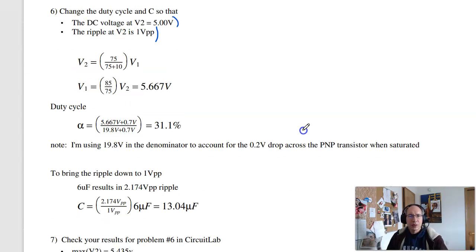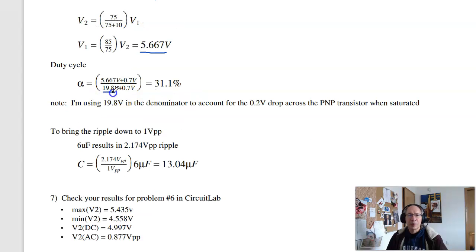So if V2 is 5 volts, I need V1 to be 5.667 volts. For the duty cycle, just to be a little more accurate, I'm going to assume I go from 5.667 volts out. The input is 19.8 volts when turned on. The reason I did that is because you lose about 0.2 volts across the PNP transistor, just to keep my answers a little more accurate. Plus 0.7, that's due to the diode. That gives you the duty cycle. A 31.1% duty cycle should result in 5 volts out, DC.